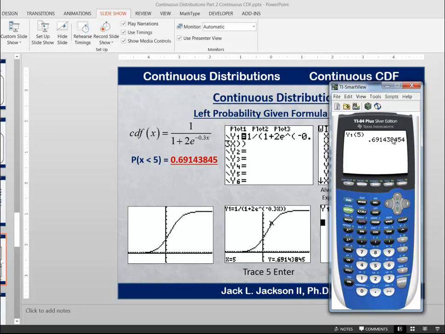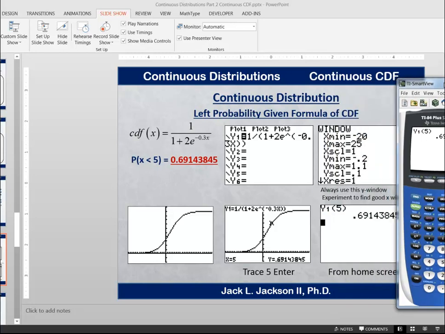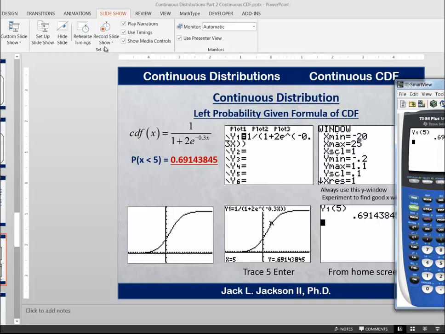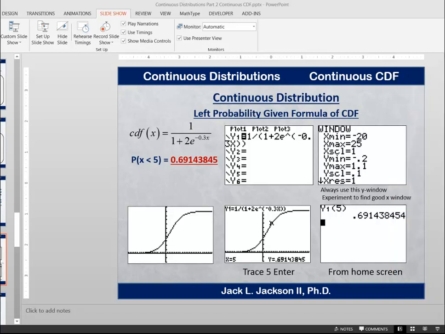and that gives you your value there, 0.69143854. Of course, at some point you'll probably round off in real-world problems, but to that many digits, that is the accurate probability if this was exactly 5 that we're plugging in. So you can get it from the home screen, or you can see it visually on the graph as well. Okay, so let's go back to our slideshow here.